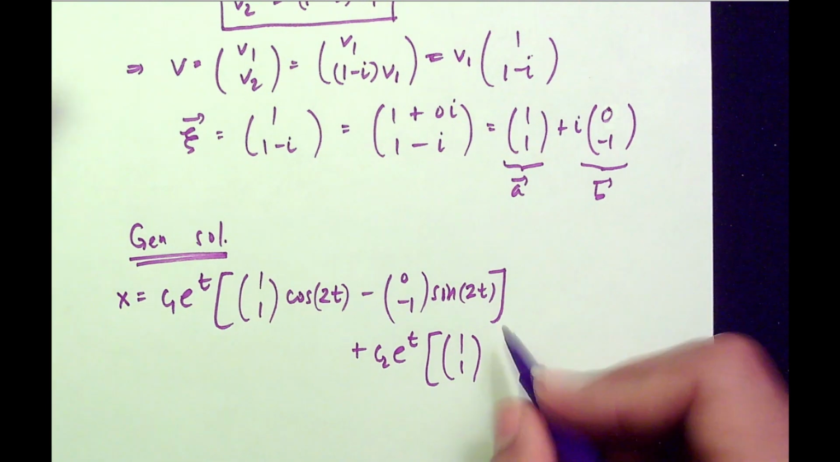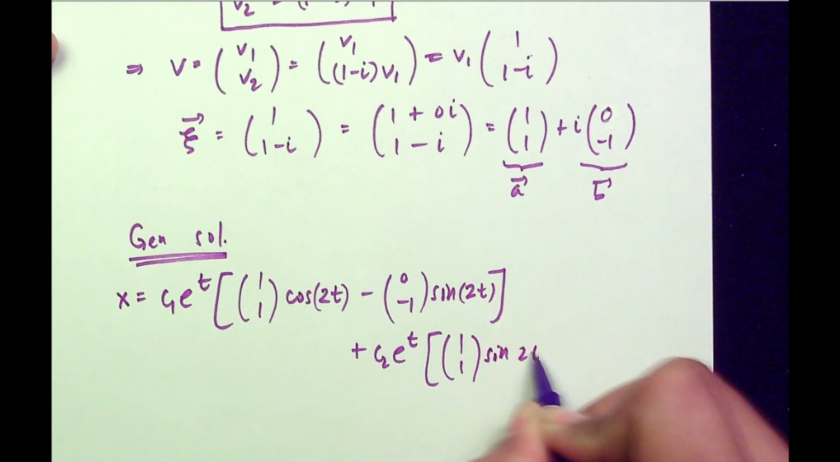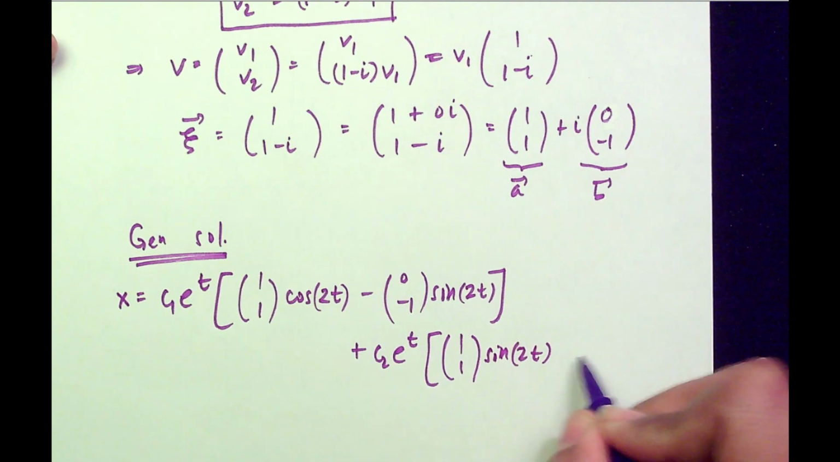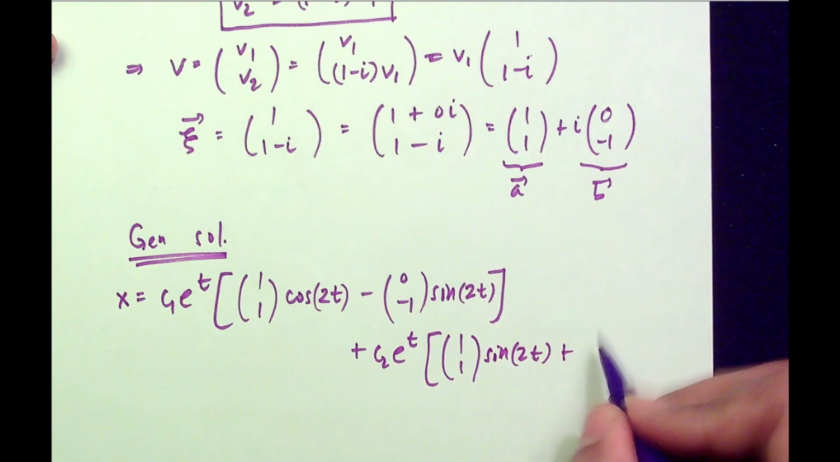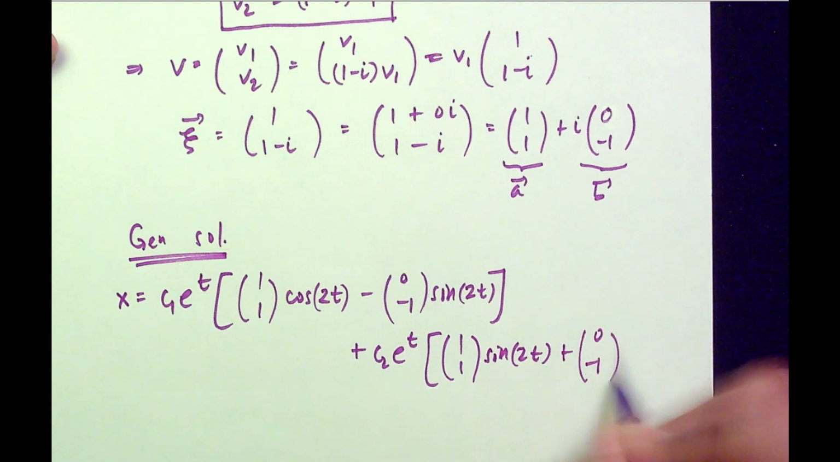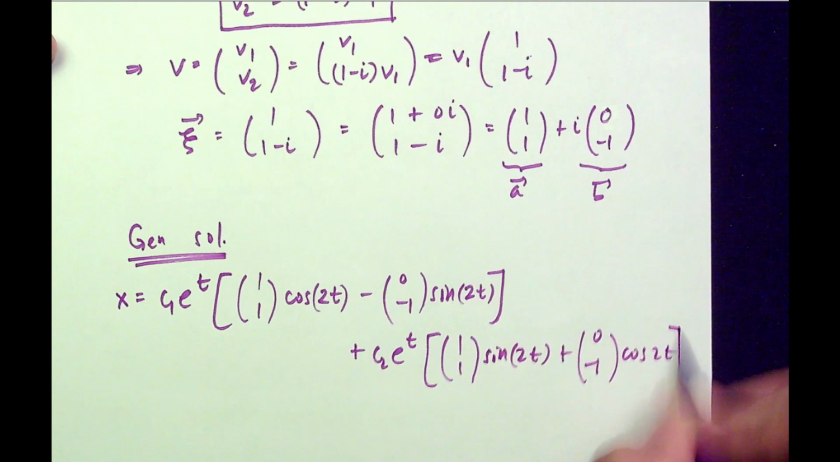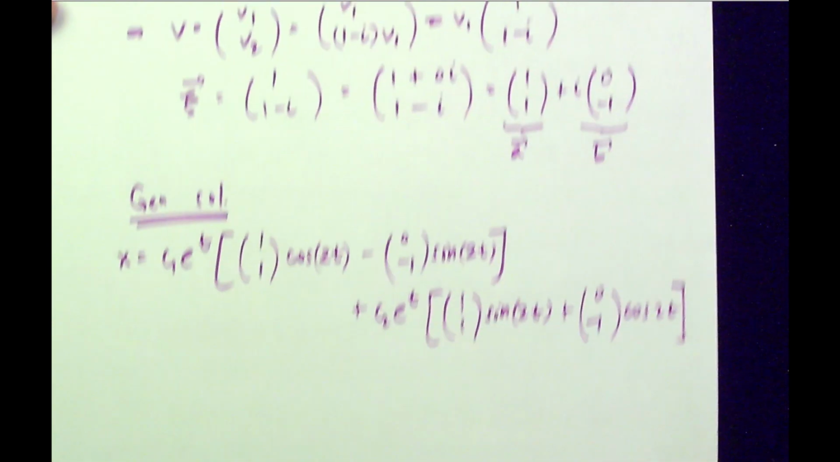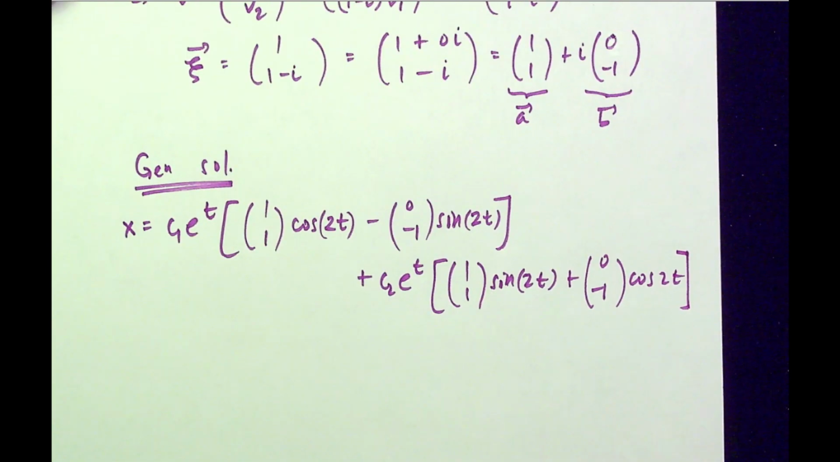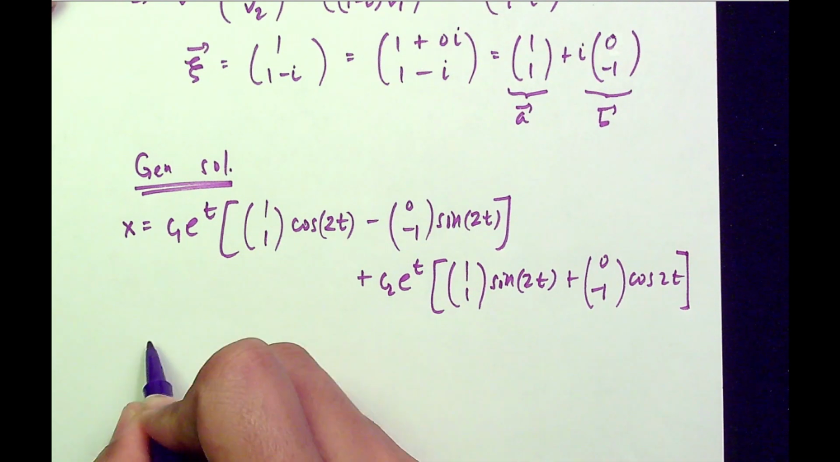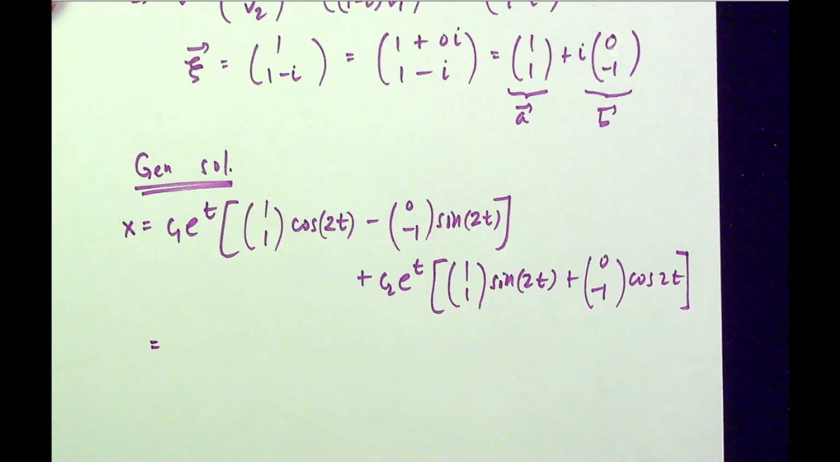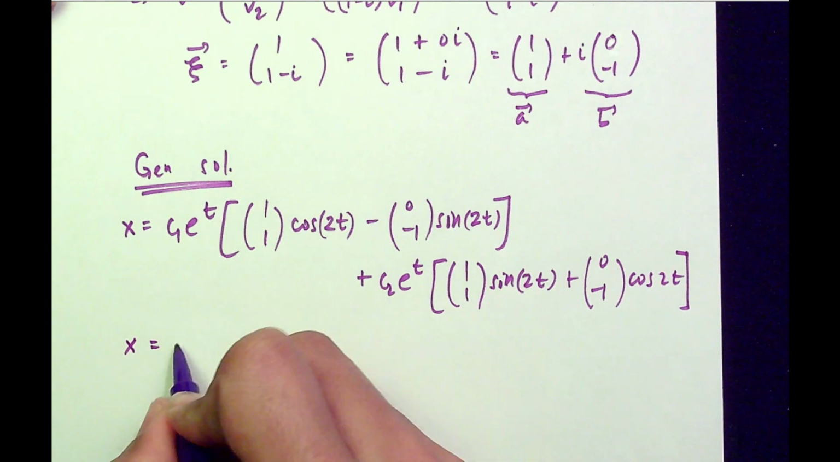So this is going to be sine of 2t, and then the sign in the middle switches too, so this is going to be 0, negative 1, cosine of 2t. Okay, so you can leave it like that. That's the general solution, but I'm just going to simplify this. This usually can be simplified to make it look better.